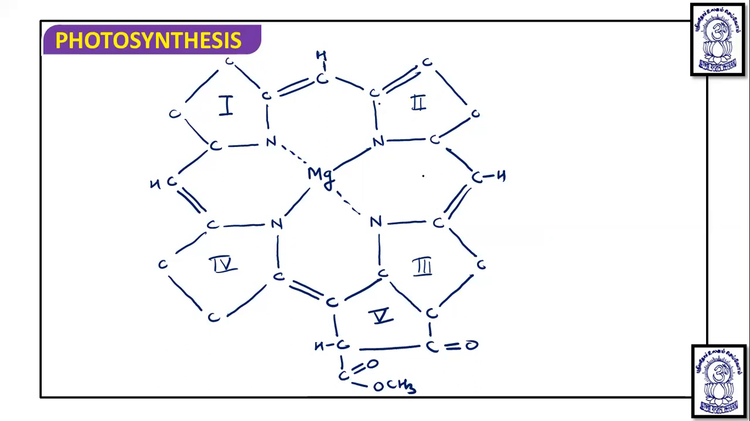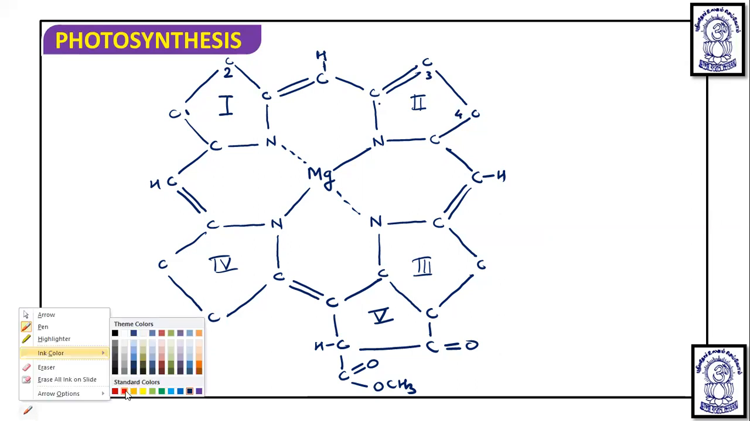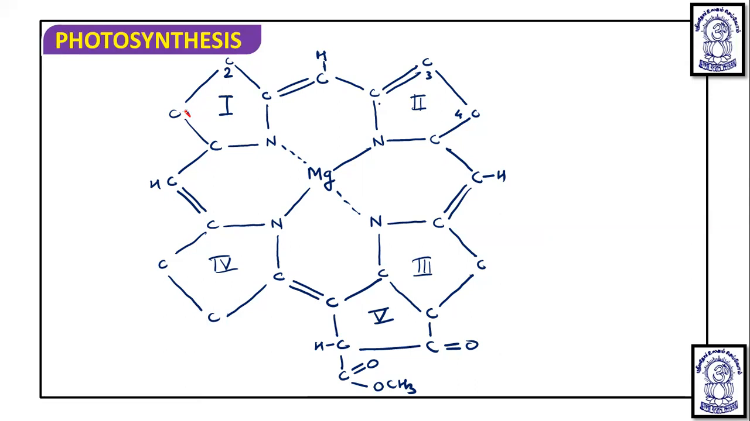Now the peripheral carbons of each pyrrole ring are named like this. This is the first carbon, this is the second carbon, this is the third carbon, this is the fourth carbon. They are labeled like this. Let's mark with another color. This is the first peripheral carbon we are going to mark, then third, fourth, fifth, sixth, seventh and eighth. Now at the eighth carbon, you will see the attachment of the phytol tail.